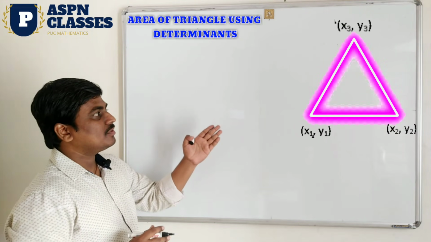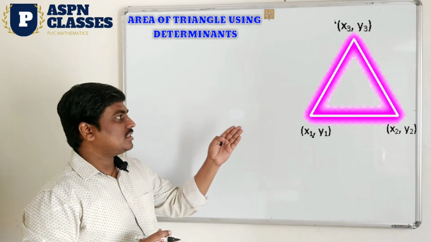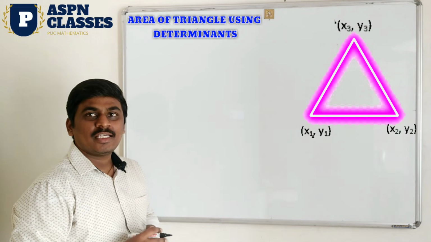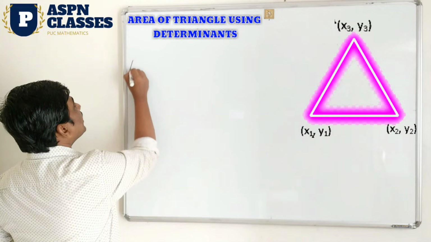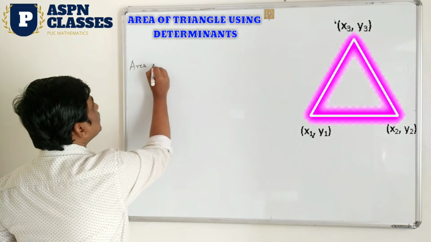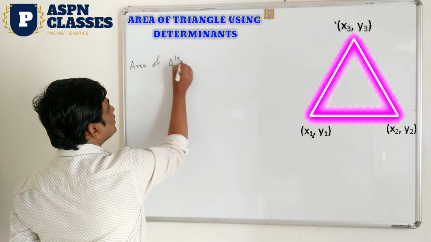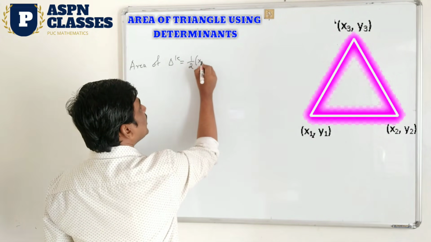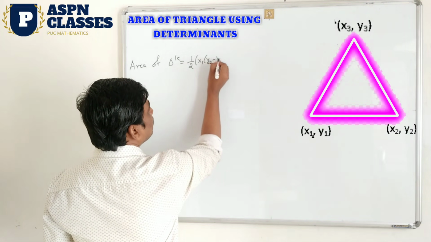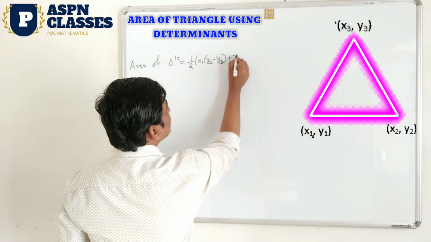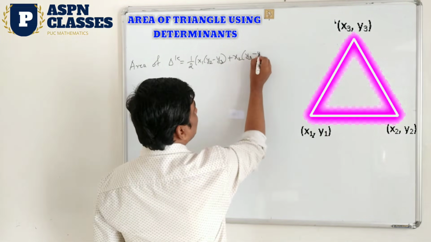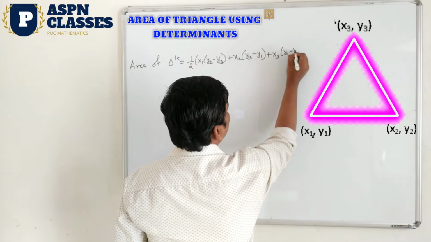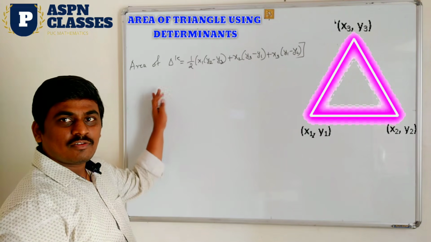When a triangle is given whose vertices are also given, point A is (x1, y1), point B is (x2, y2) and point C is (x3, y3). Then what is the area of the triangle? We already know that the area of a triangle is 1/2 into bracket x1 into (y2 minus y3) plus x2 into (y3 minus y1) plus x3 into (y1 minus y2). This is the formula, and you already know that.